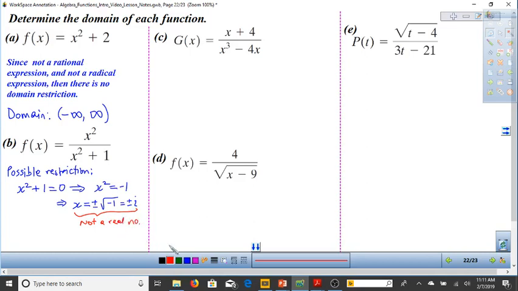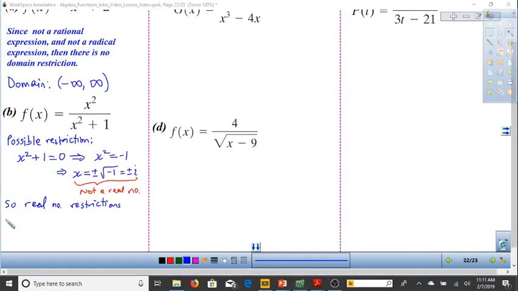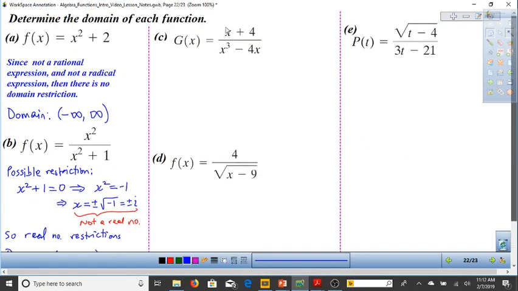And since there are no real number restrictions, which is the only ones we're looking for, because we're looking for functions that have inputs as real numbers and outputs as real numbers, the domain is again all real numbers, because there's no real number value that would make this denominator equal to 0, and there are no other indicated restrictions. Again, we have another possible domain restriction here. So let's take a look at what this one will give us.